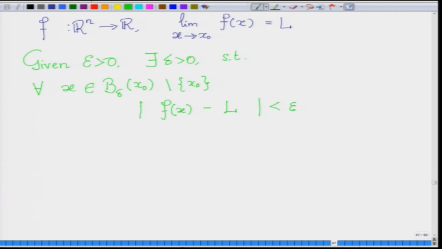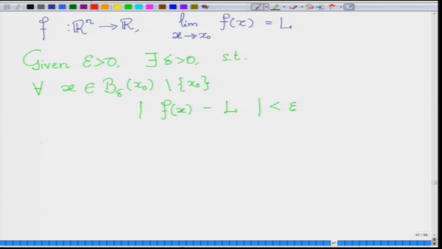When I am talking about the limit, f need not be defined at x naught itself. So, this is something we have to keep in mind. If you had a definition at x naught and the limit itself is equal to f of x naught, then the function is continuous, and that is exactly what we are going to talk about.